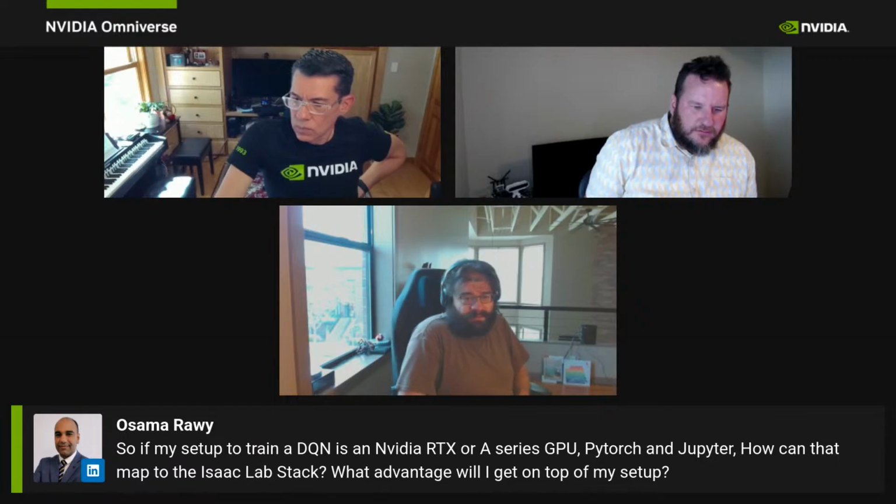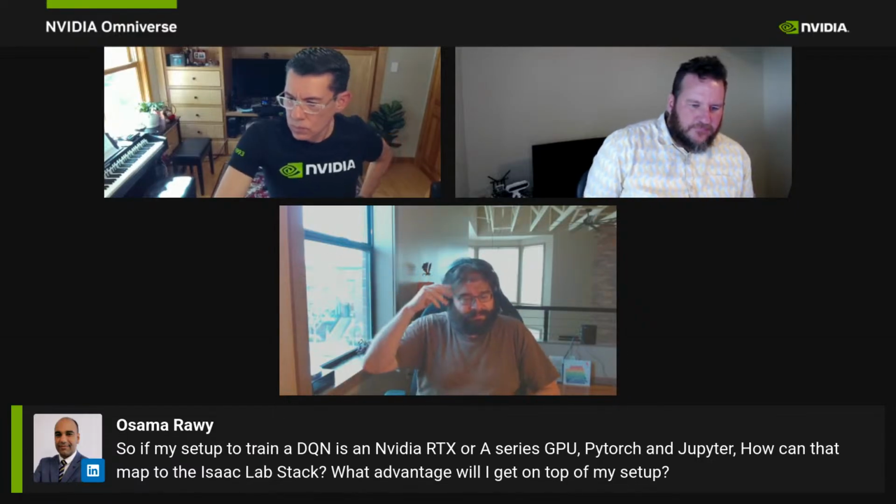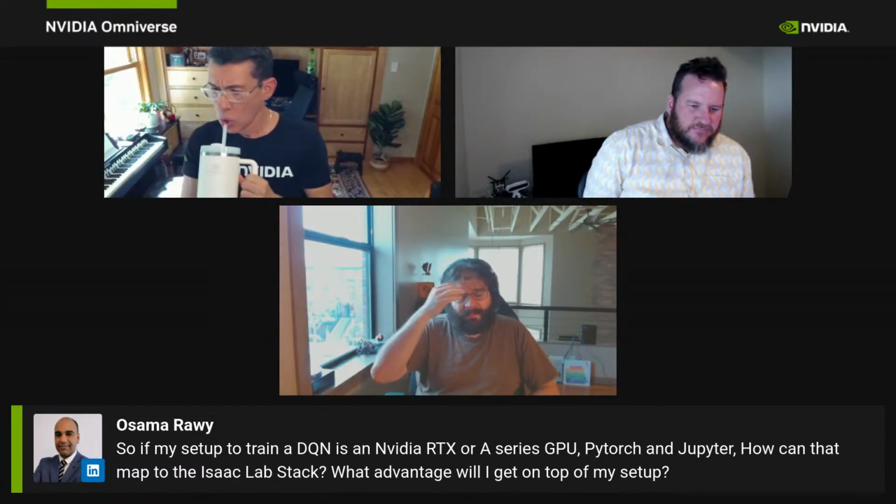All right, cool. Here's one from Osama. So my step is to train a DQN. How can that map to the Isaac Lab stack? So DQN is a deep Q learning model. Deep Q learning is a type of value learning. It's different than PPO's policy gradient methods. But effectively, at the end, you're going to get the same result, which is a thing that's going to decide what action to do when.